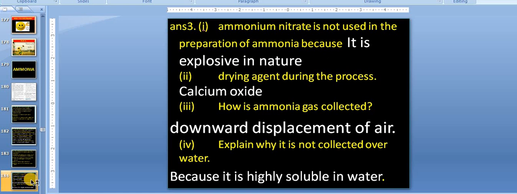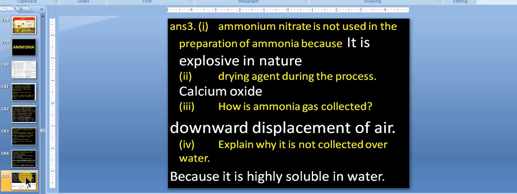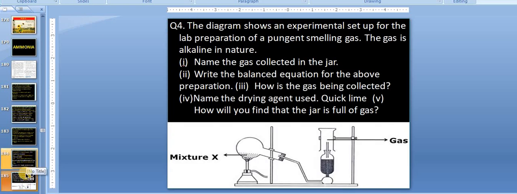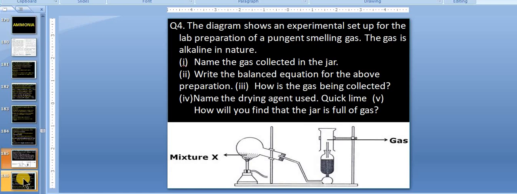Now the next question. Okay, so this is the diagram. Name the gas collected in this jar. What is the gas collected? Ammonia. Ammonia is the gas collected. Very good, very nice. Write the balanced equation for the preparation and how the gas is being collected. Name the drying agent. You will be knowing these answers, so I am not spending much time.